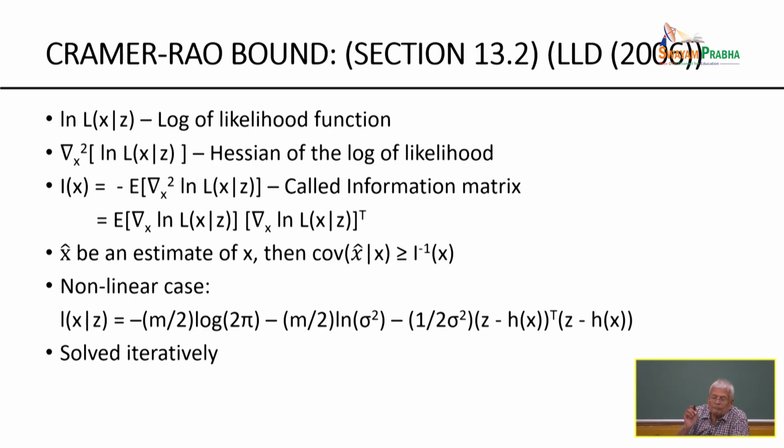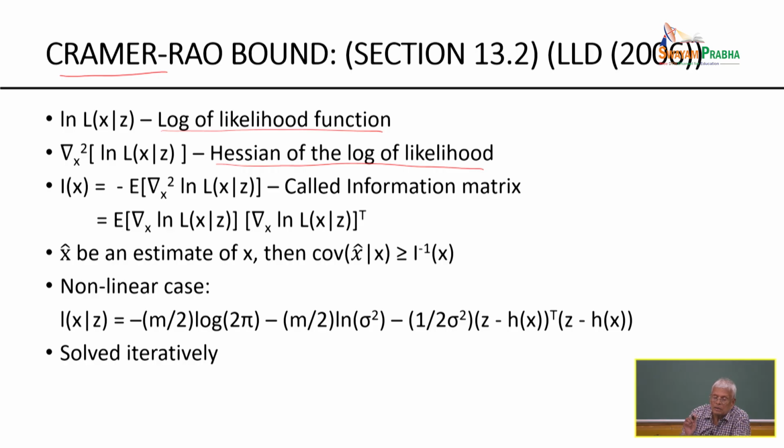Now there is a theorem due to Rao and Cramer. Cramer is a famous probabilist and statistician. Rao and Cramer have proved independently a theorem. This relates to the variance of the log likelihood estimation. So let ln L of x be the log likelihood function. This be the Hessian of the log likelihood function.